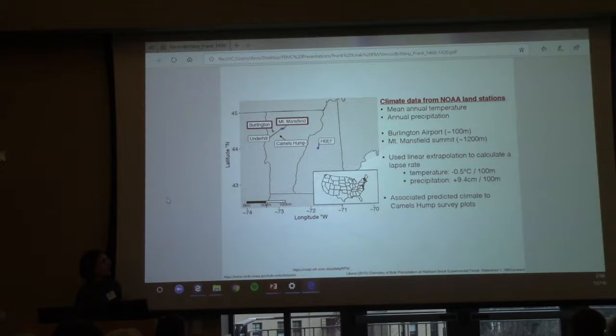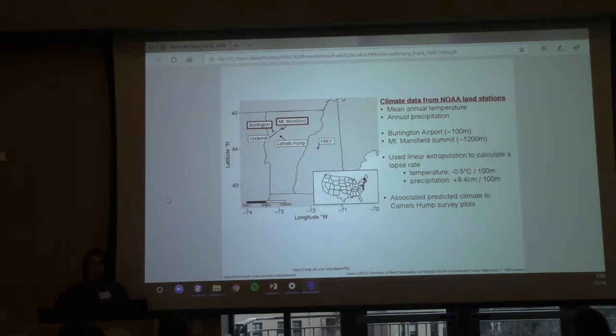So for my climate data, I was interested in looking at mean annual temperature and annual precipitation, and I obtained data from two land stations. The reason for this is that the Camel's Hump monitoring study is at such a fine spatial scale that a lot of the climate models and data sets out there are just too coarse-grained.